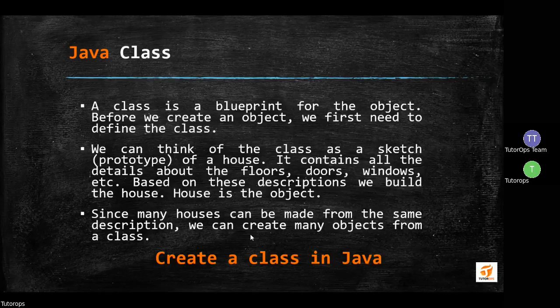Similarly, if you create one class where you have defined some features, or here we can say some methods and data, that data and those methods will be available in all objects, all objects which are defined from that particular class. Okay.